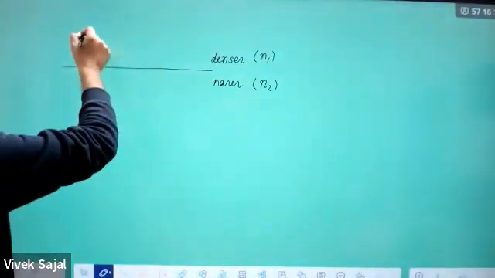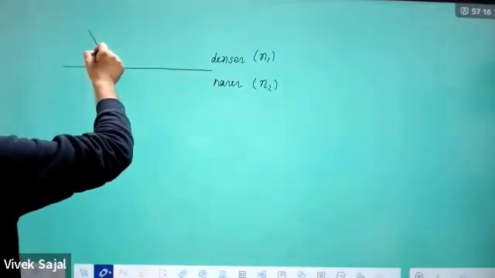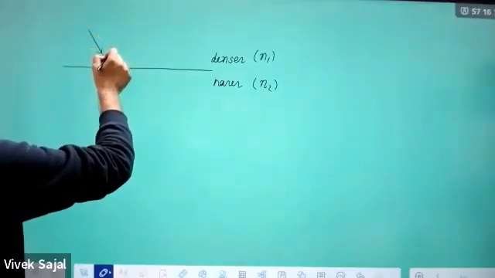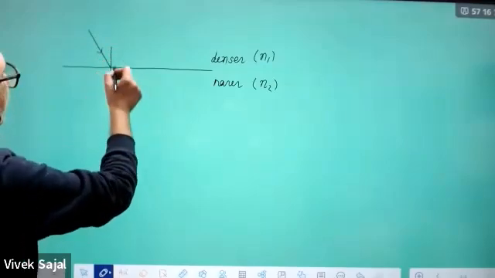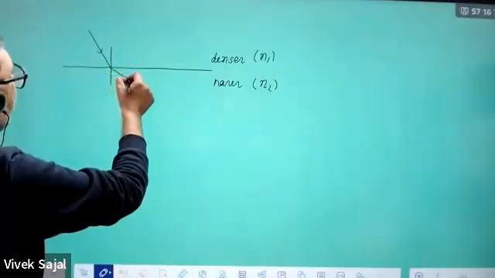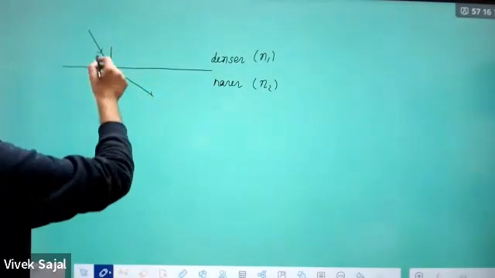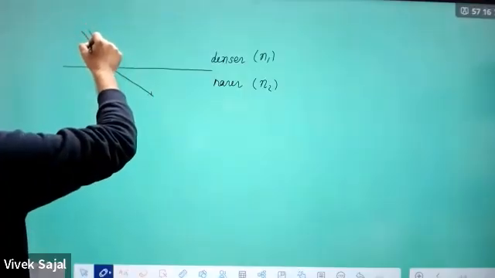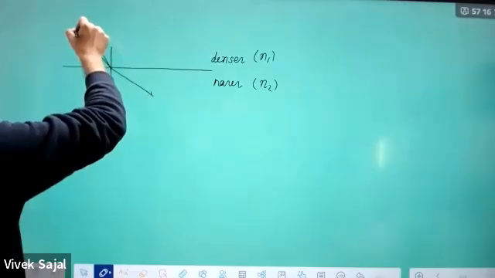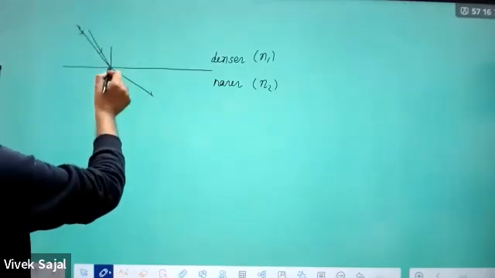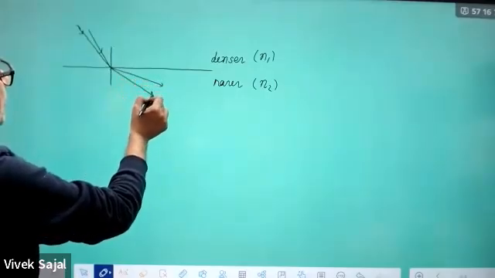So what will happen if a light is incident over this interface? This is the normal, and because it is entering into the rarer medium, it will move like this. If you further increase this angle of incidence, it will further move away from the normal.